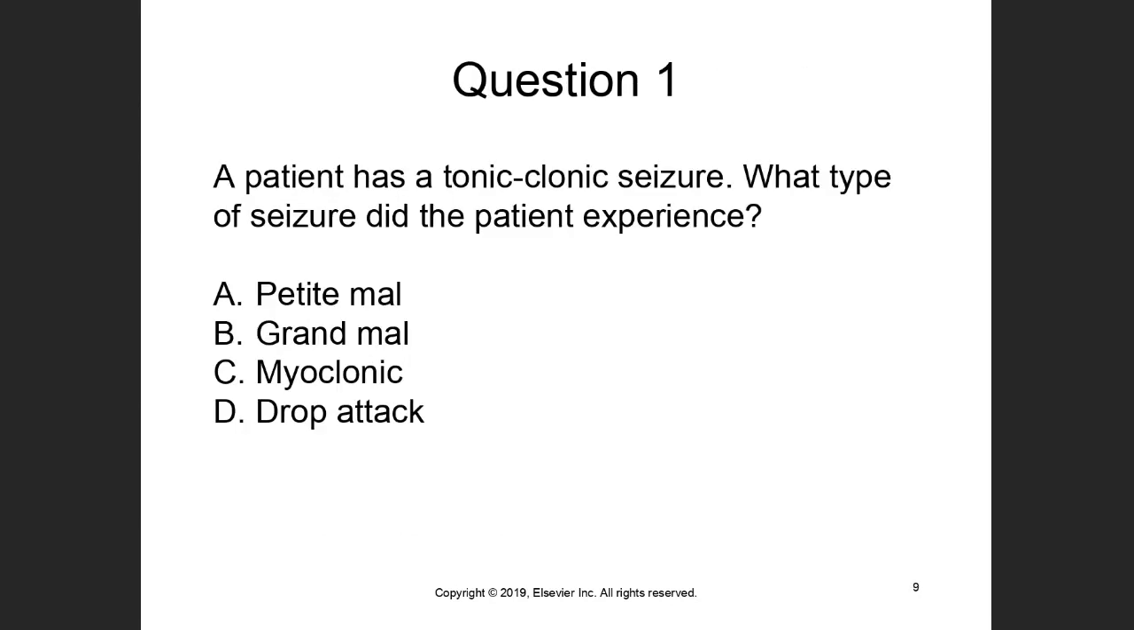And we have question number one. Question number one: a patient has a tonic-clonic seizure. What type of seizure did the patient experience? Remember, that's the one that everybody knows, the most common one, tonic-clonic seizure. And the answer is grand mal. The other name, grand mal.